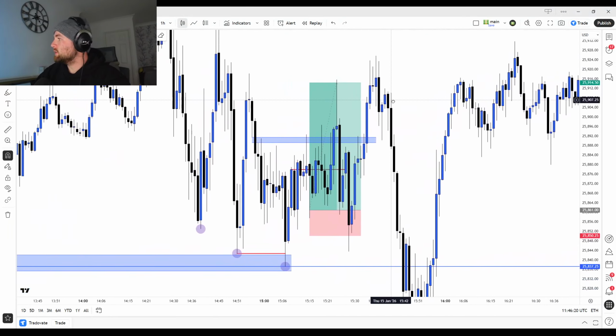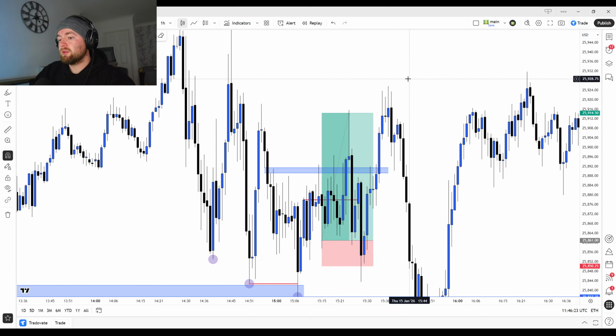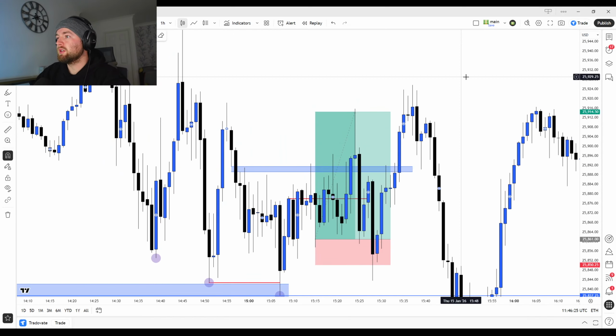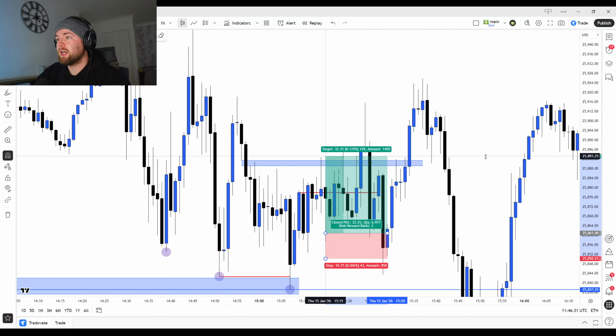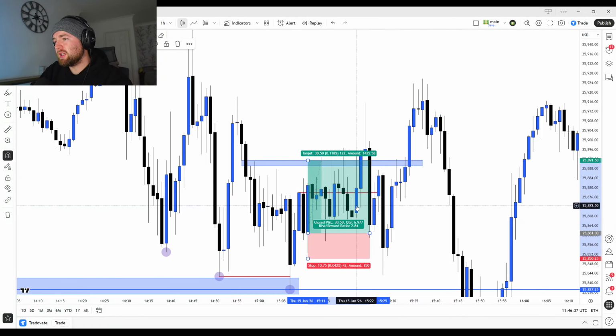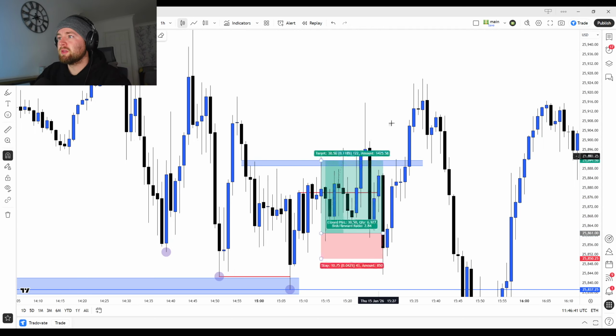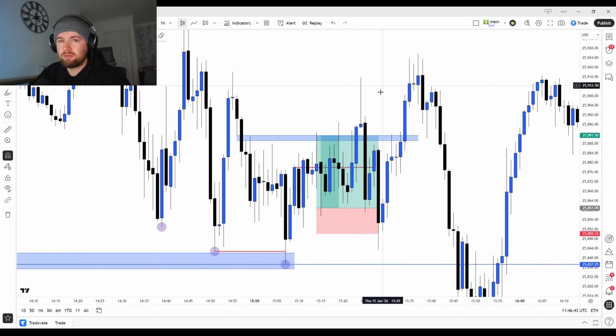Alright, so this one was taken across multiple funded accounts. This was a 1 to 5 risk to reward trade, but I took profit a bit earlier on, around this area here. So you don't need to hold a trade all the way up to extreme points, just take small profits.